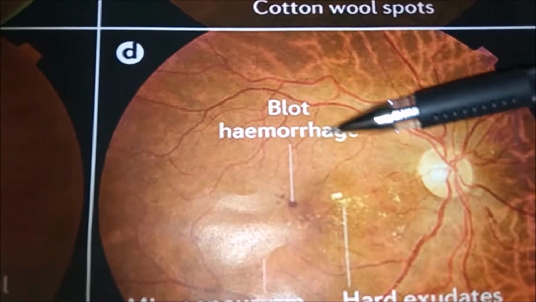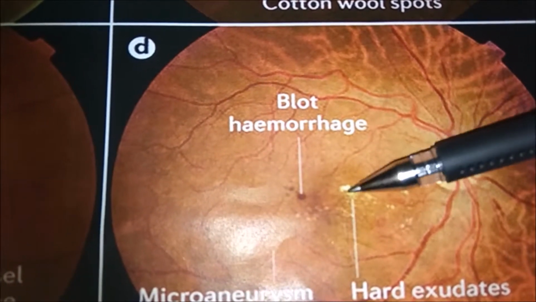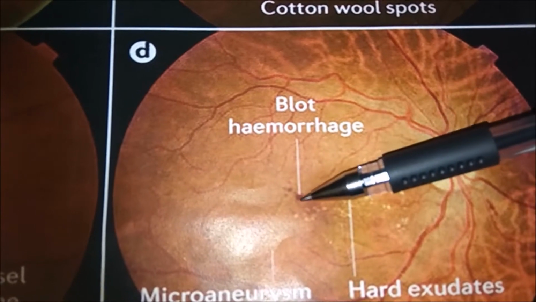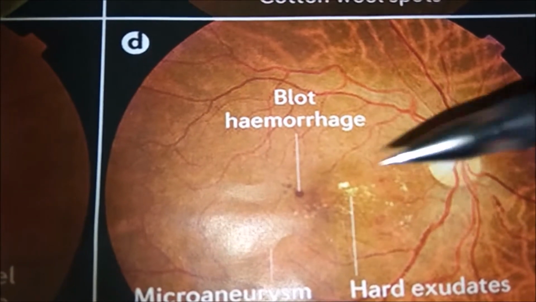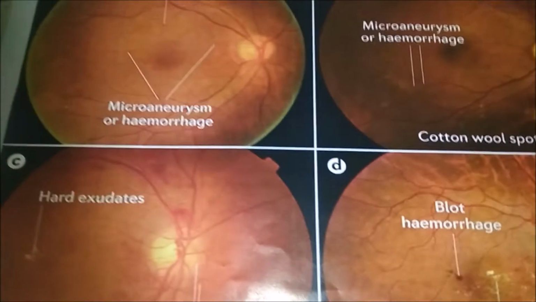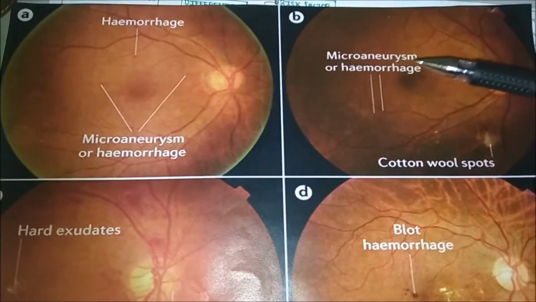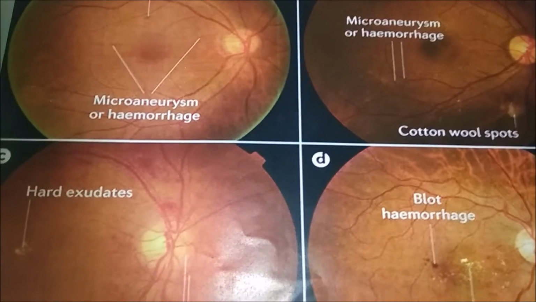So this should be the macular area, and since the exudates are at the macular area, and this should be the fovea, there are hemorrhages and hard exudates at the macular area. Thus this is considered as diabetic maculopathy. So these are the 4 conditions for diagnosis that you can obtain from the fundus examination in a diabetic patient.